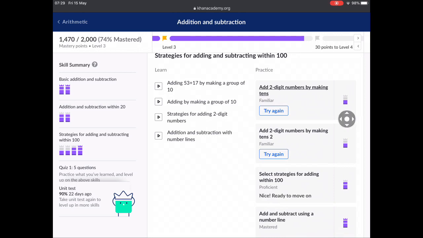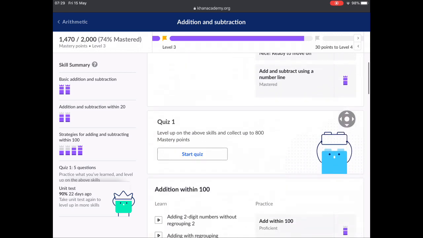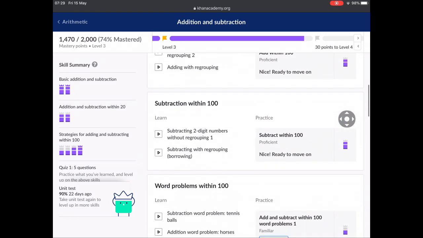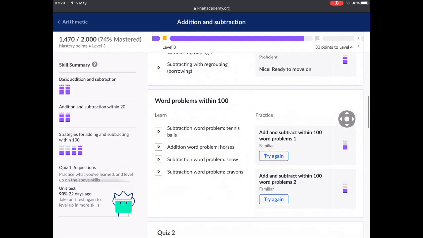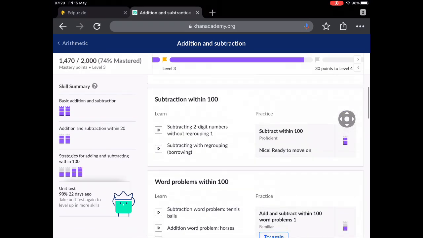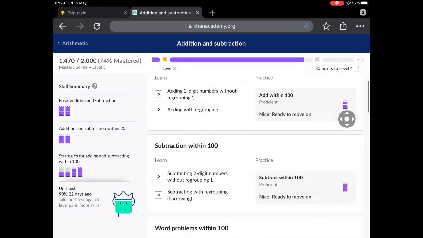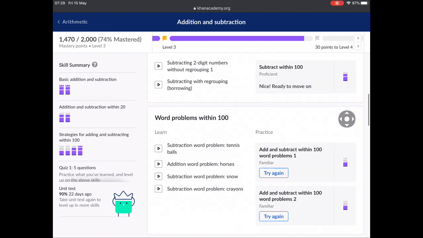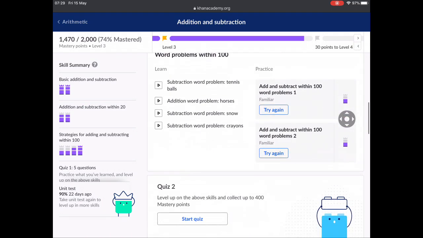So we want to find those things that are familiar. And over here we have lots of things where we practice. We're proficient. Okay, so these things that are proficient, we don't need to do them. We already got 100% on the practice, and we can't get better than 100%. So don't do them again. Where it says familiar, we want to do those again and get proficient.